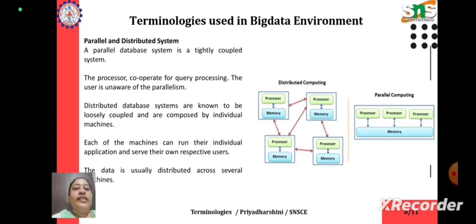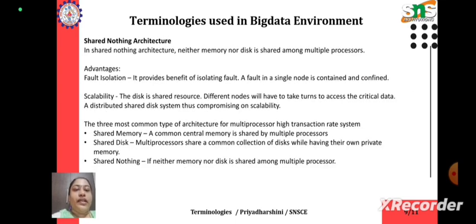Next we will see parallel and distributed systems. A parallel database system is a tightly coupled system. The processes cooperate while query processing, and the user is unaware of the parallelism. Distributed database systems are also known as loosely coupled and are composed of individual machines. Each of these machines can run its individual applications and serve its own respective users. The data is usually distributed across several machines.